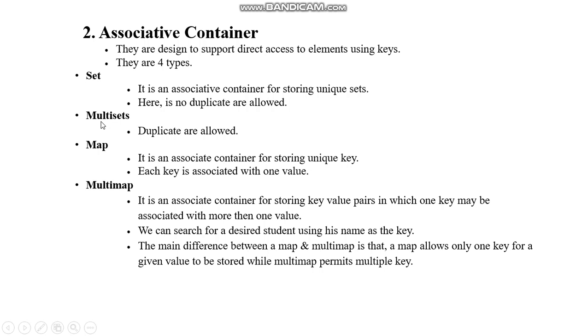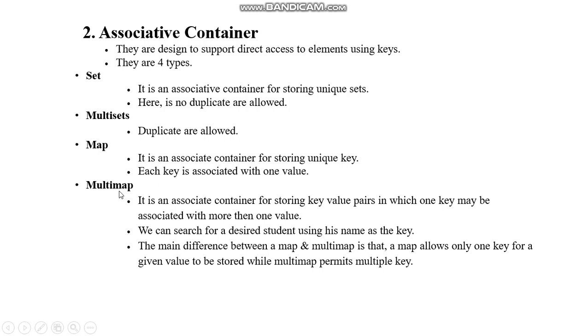The next one is a multi-set. Here, duplicates are allowed. For example, name. More than one student can have the same name. In such a case, we can use the multi-set. The next associative container is a map. It is an associative container for storing unique keys. Here, every key is associated with one value.